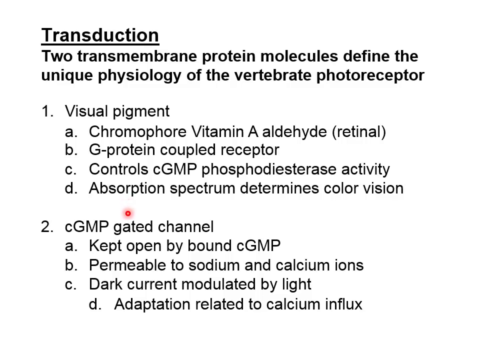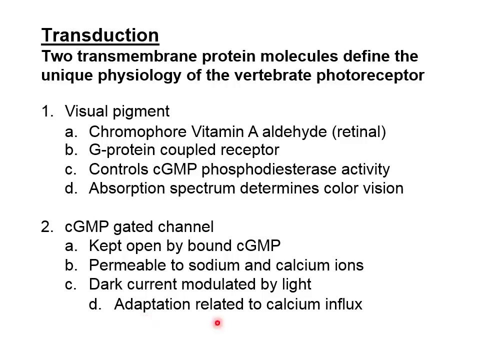The second protein is this cyclic GMP gated channel. It's kept open by cyclic GMP. It's permeable both to sodium and calcium ions, and in the dark, it's kept open by this cyclic GMP, and as a result, sodium is coming in all the time into this photoreceptor. So there is what we call a dark current, this very lively current through the sodium channel, even in the dark.